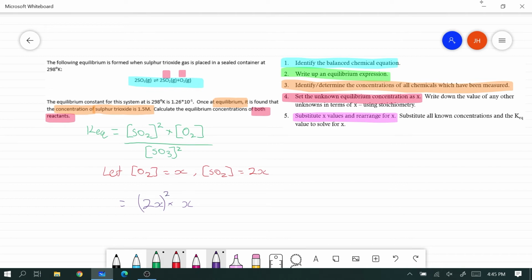So all I'm doing is changing out the concentration of the SO2 for 2X, but because this term up here is still squared, that stays. So we're going to keep that there. We now have a new equation, KEQ is equal to 2X all squared times X. And that's going to be divided by the concentration of our sulfur trioxide, SO3, which we already know the concentration for.